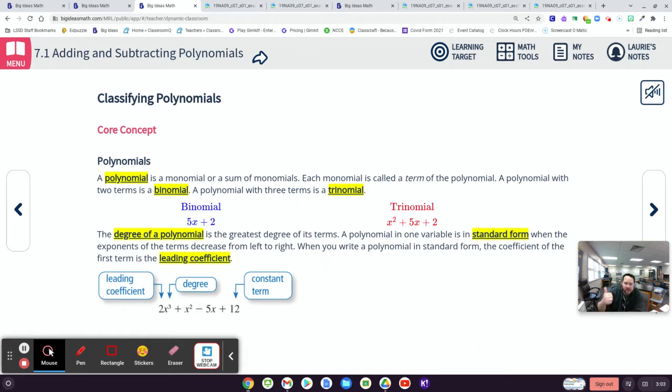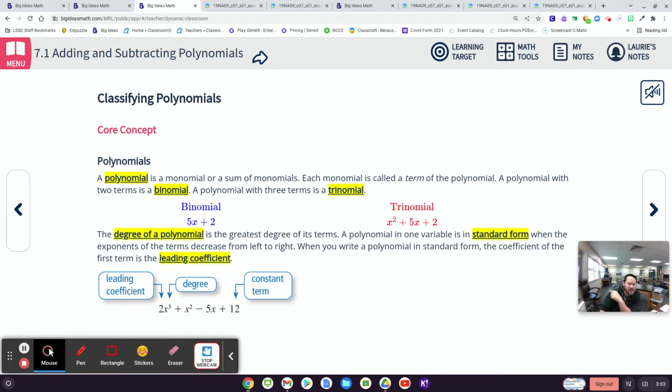Both of these, a monomial, a binomial, and a trinomial, are all forms of polynomials. Poly meaning many. So there we go. Also, you can have 5, 6, 7, 8, 12 terms if you want. Those are all polynomials. Okay.